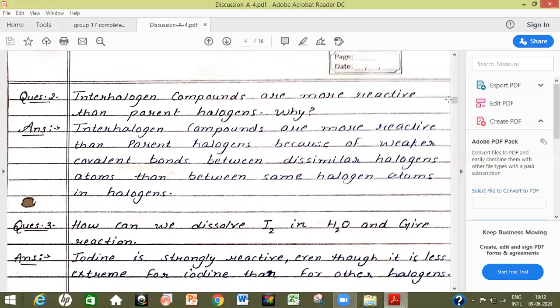Next question was: interhalogen compounds are more reactive than parent halogens. Why? Interhalogen compounds are more reactive than parent halogens because of the weaker covalent bonds present between the dissimilar halogen atoms than the bonds present between the same halogen atoms. So the bonds are weaker, that means lesser energy is required to break those bonds and those will be more reactive.